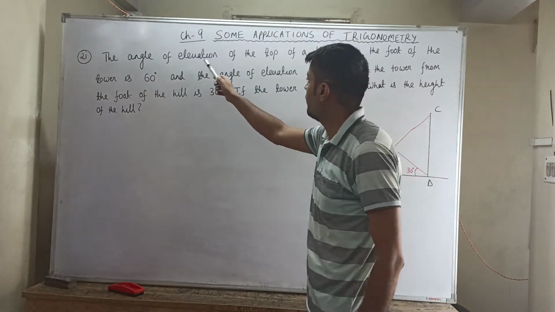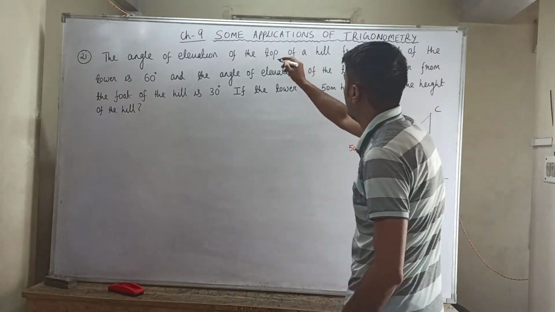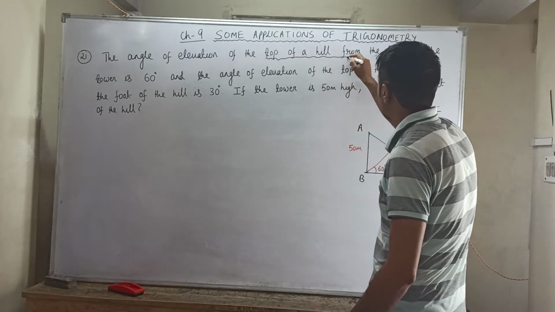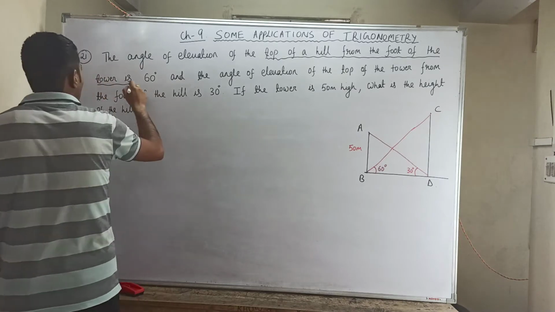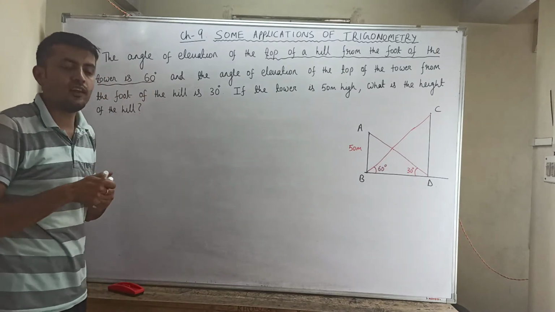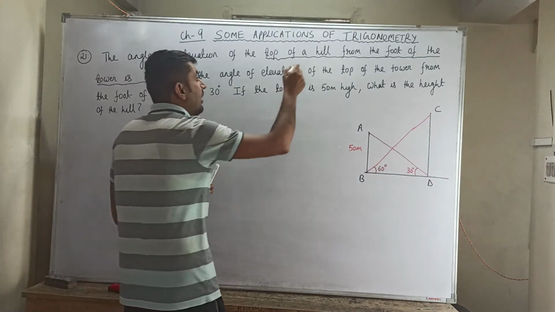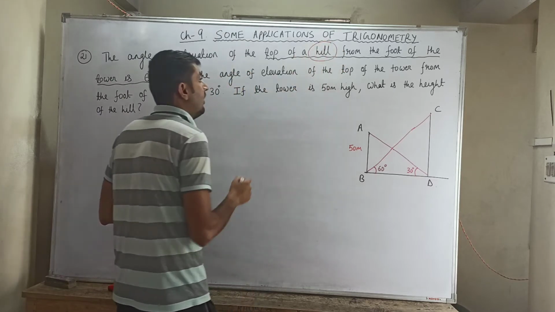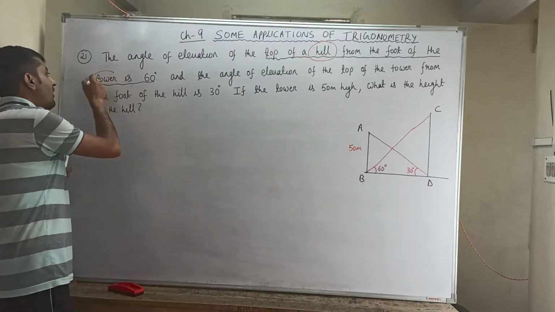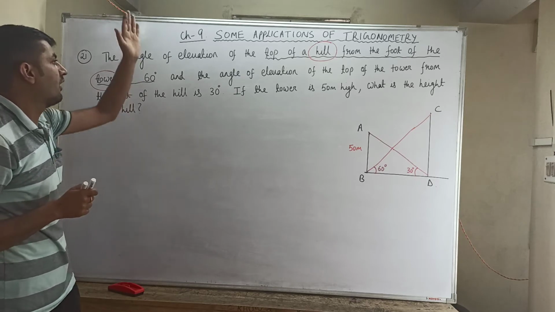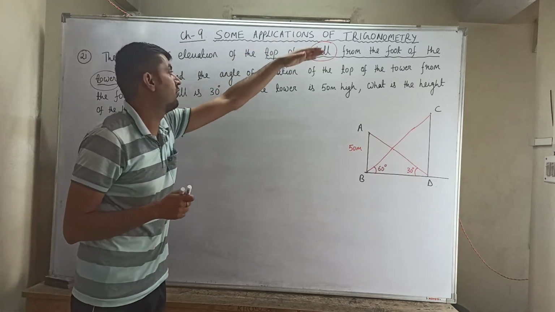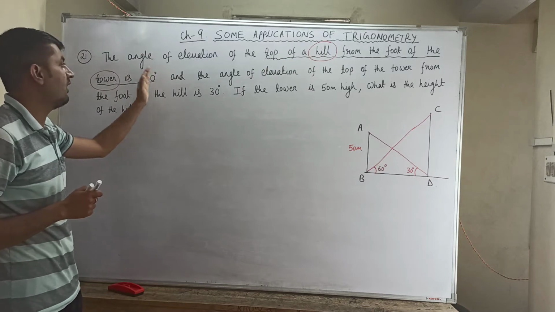The angle of elevation of the top of the hill from the foot of the tower. That means what they have said: one hill is there and a tower is there. Hill and tower are there, and they say that the angle of elevation of the top of the hill from the foot of the tower is 60 degrees.